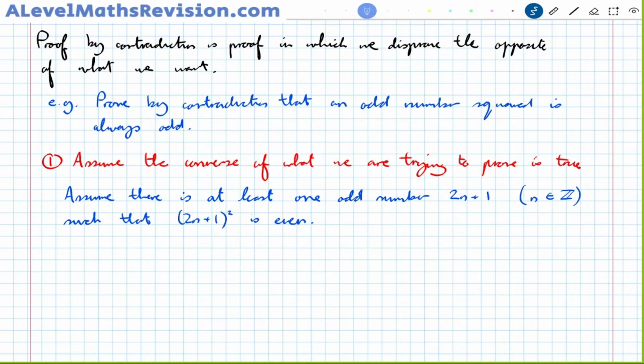So what we're going to do, we're going to assume the converse of that. We're going to assume that there exists at least one odd number, such that when we square it, disproves that statement. That's the converse. At least one case that disproves it. Because I've claimed every single odd number squared is also odd. All I need to do is find one example to disprove it, and that's what I'm assuming happens here. I'm assuming there's one or more examples that'll disprove that statement. So often that's a mark in an exam for what I've just written there.